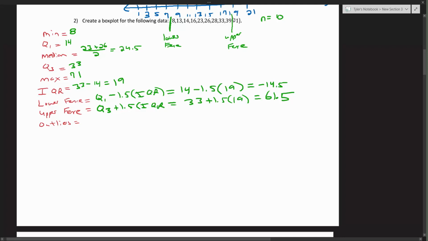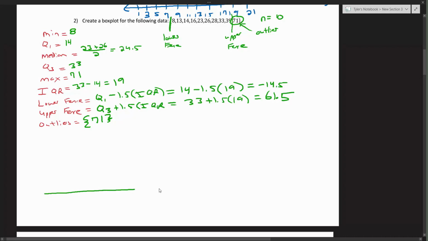So that means that 71 is an outlier, because it's to the right of the upper fence. And I don't have any values lower than the lower fence, so we're good. So we have one outlier, which is 71. So now I have everything I need to draw my box plot.